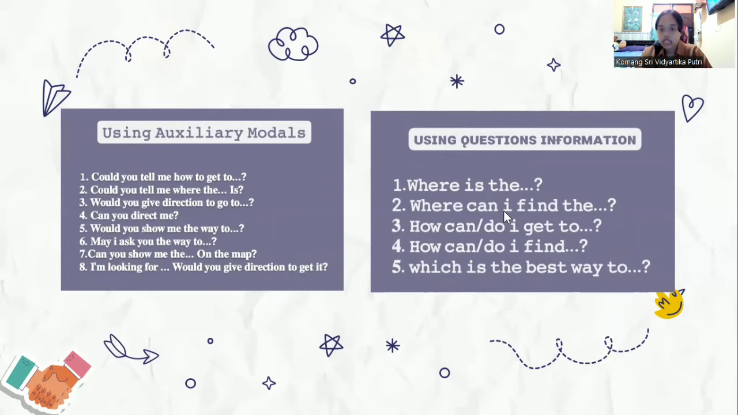The next is using question information. This is the expression. The first is, where is blank? Where can I find blank? How can or do I get to? How can or do I find? Which is the best way to? Those are the expressions.